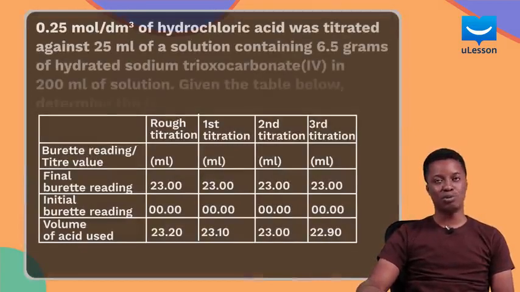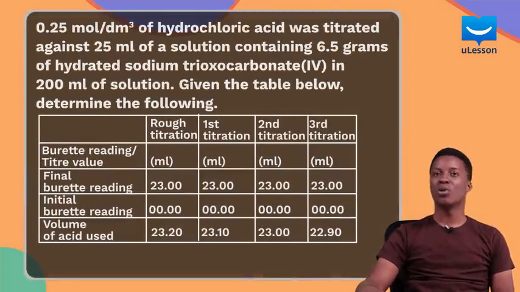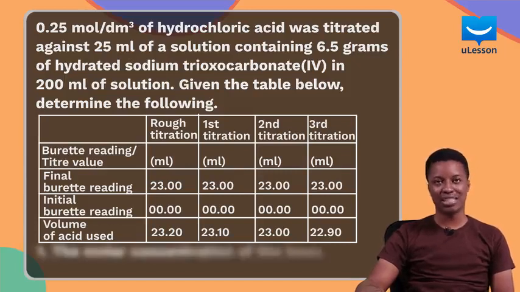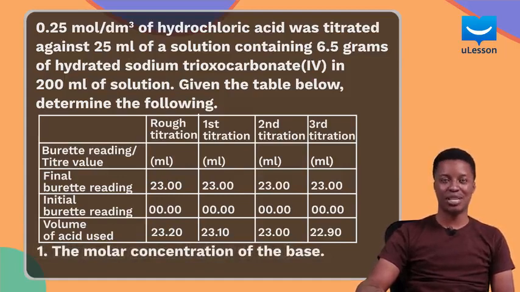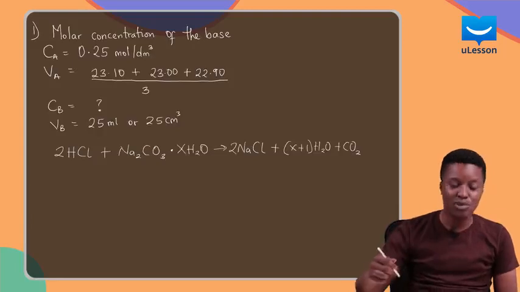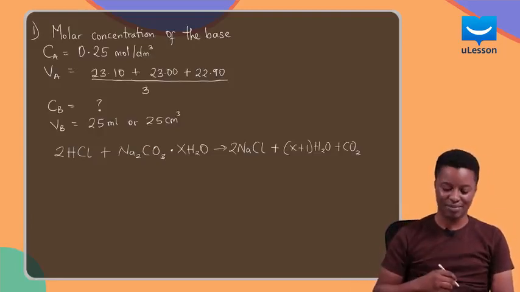0.25 mole per dm cubed of hydrochloric acid was titrated against 25 milliliters of a solution containing 6.5 grams of hydrated sodium trioxocarbonate 4 in 200 milliliters of solution. Given the table below, determine the following. 1. The molar concentration of the base. So we'll start with this question to determine the molar concentration of this base.